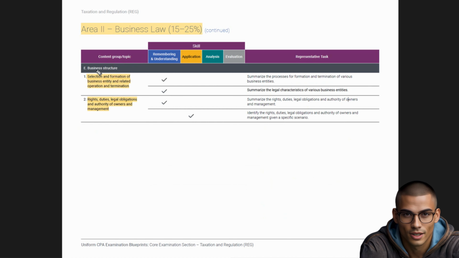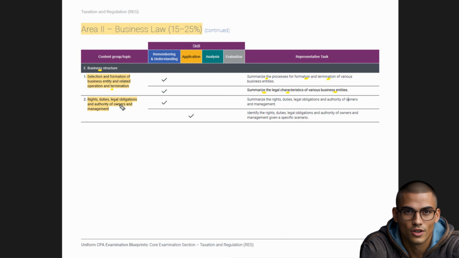The last area of business law, we have business structure, where you'll look at the selection and formation of business entities and related operation and termination. So you'll need to summarize the processes for the formation and termination of various business entities. You'll need to be able to summarize the legal characteristics of various business entities.